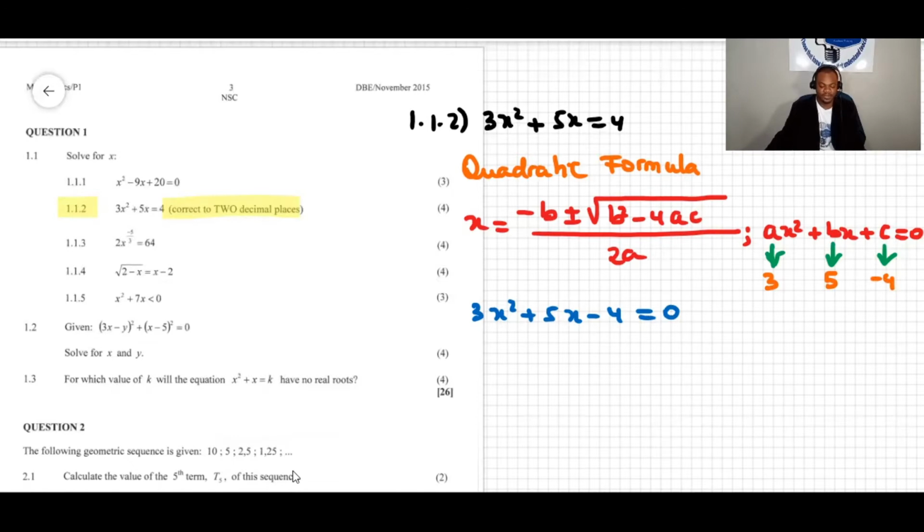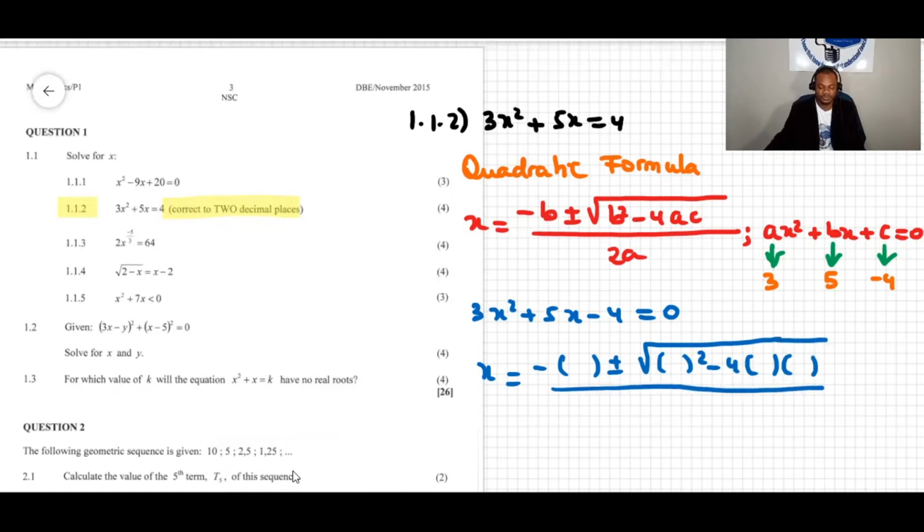Now I will sub these values in the quadratic formula. So minus b plus or minus square root of b squared minus 4ac, all over 2a. Now let's sub in the values. Over here it's negative b, so negative b has the value of negative 5. Plus or minus square root of b squared, so 5 squared, minus 4 times a. A has the value of 3, the coefficient of x squared, and c is negative 4, the constant term, over 2a, which is 2 times 3. Now it generates 2 solutions here because of the plus or minus that you see there: one solution with the positive and the other solution with the negative.